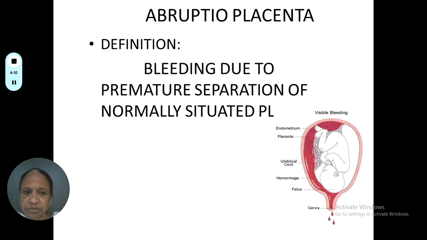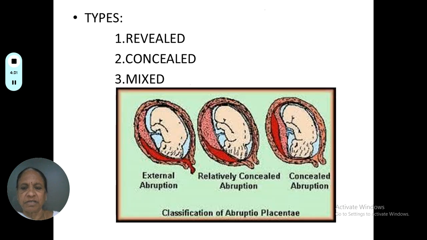Now coming to abruptio placenta. The definition of abruptio placenta is bleeding due to premature separation of the normally situated placenta. Usually in the later third stage the placenta will be separated. Sometimes there is a premature separation. That is the definition of abruptio placenta.